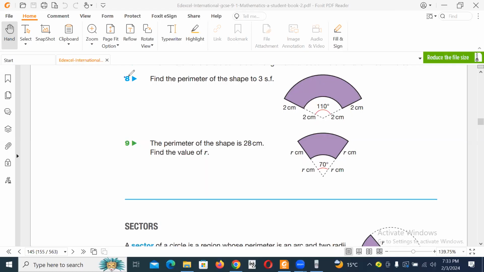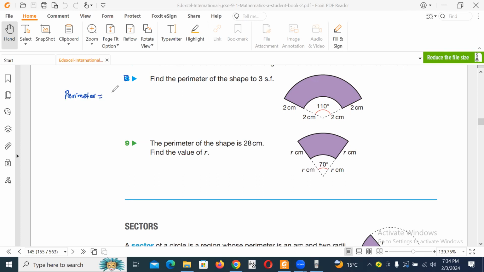So next, question number 8, we will try to find the perimeter of the shape to three significant figures. We need to find two arc lengths, as well as we will add +2 and +2. For the bigger arc length, our radius is 4, and for the smaller arc length, our radius is 2. So here we have the perimeter formula.